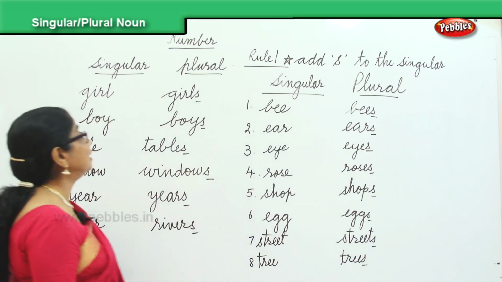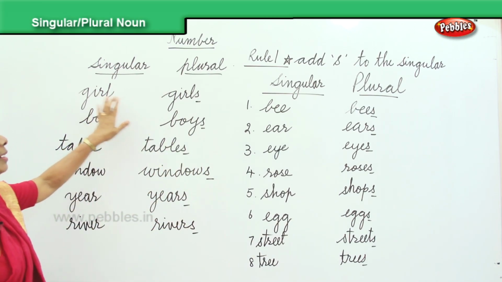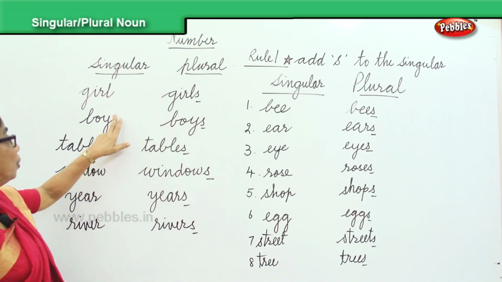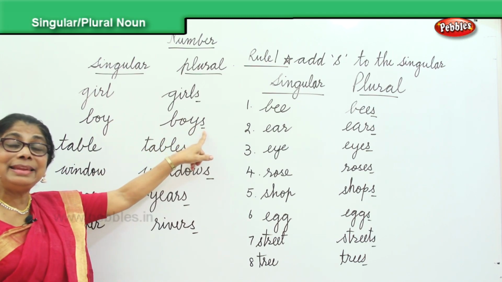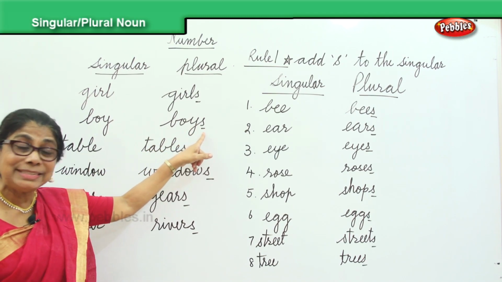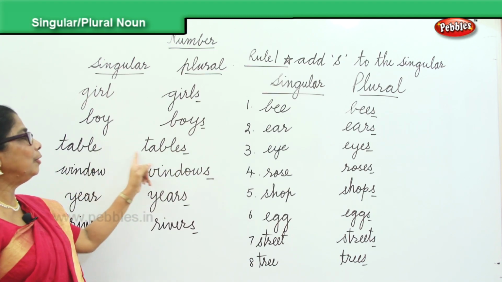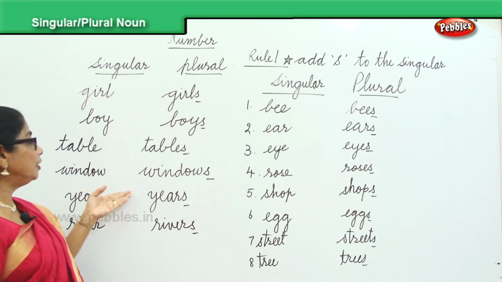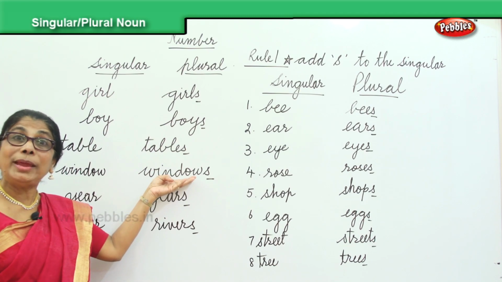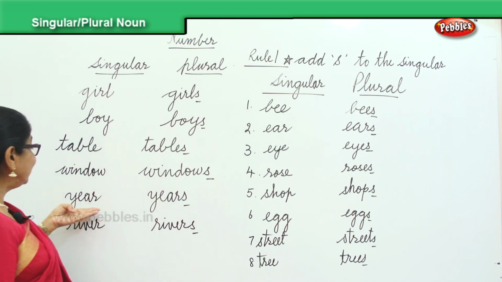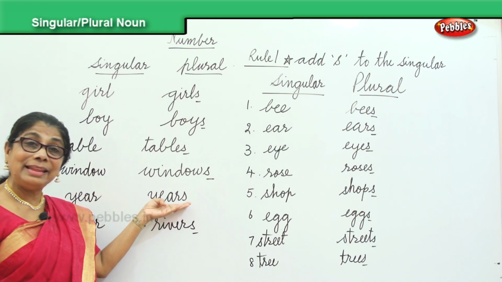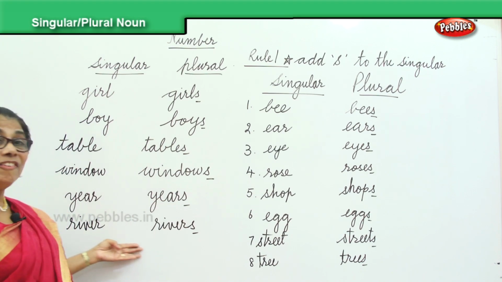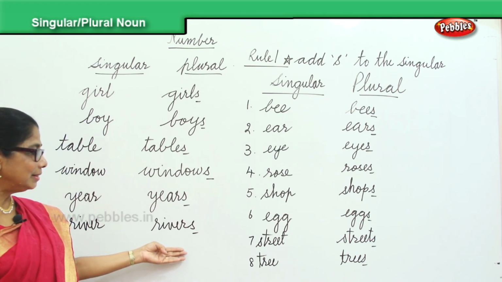You have trees. Here you have girl, singular. To form the plural number you have added s and you have girls. Then you have boy, you added an s at the end and you have the plural number boys. Then you have table and you have added an s, you have tables. Window, you added an s and you have windows. Year, you have an s added at the end and you have the plural form years. Finally, you have river, rivers, and you can go on.